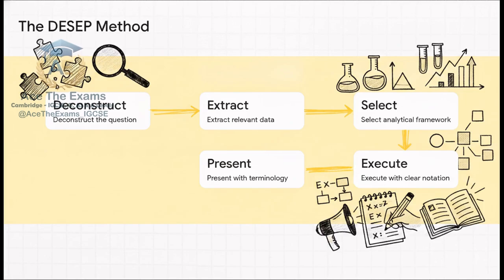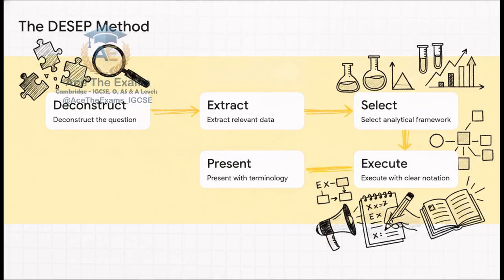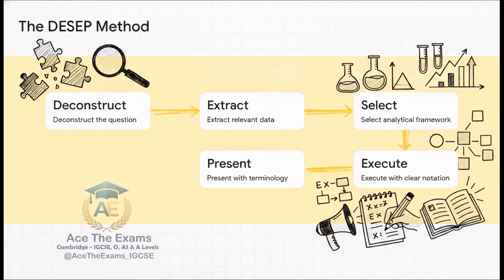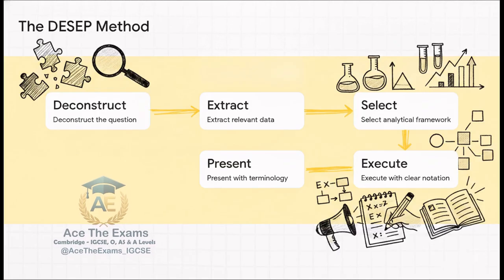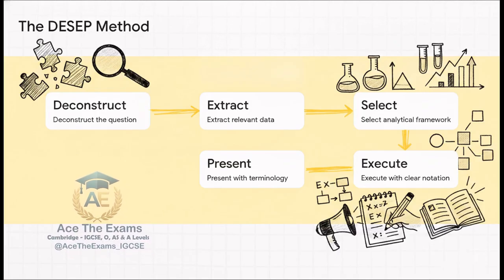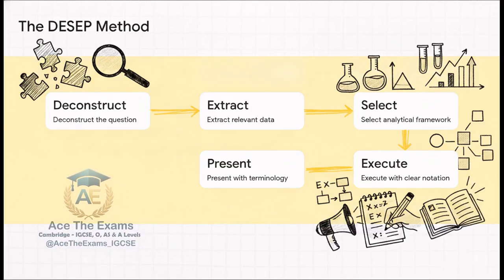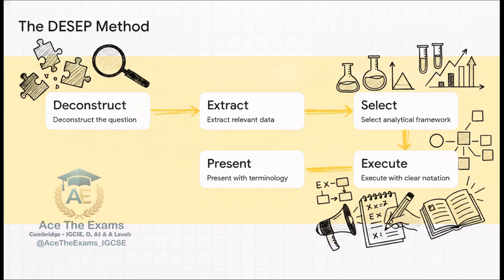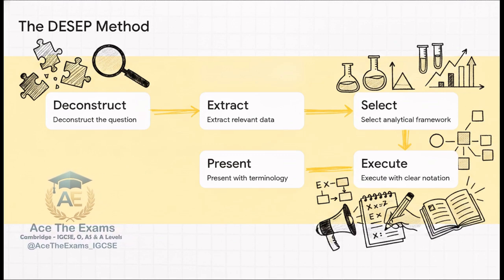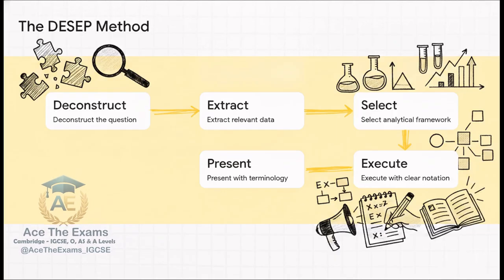Step 1, deconstruct what they are actually asking you. Step 2, extract the relevant data from the stimulus materials. And please, whatever you do, don't ignore the graphs or texts they give you. Step 3, select the analytical principles you need to apply. Step 4, execute your analysis, showing clear working. And finally, Step 5, verify your results and present them using precise, correct terminology. That is how you secure top bands. Systematic processing every single time.